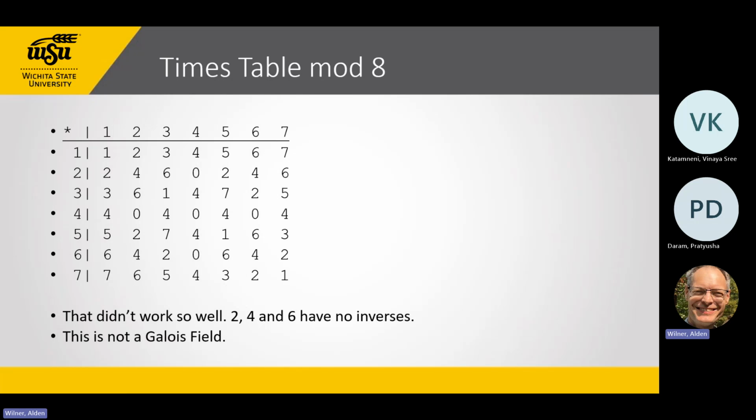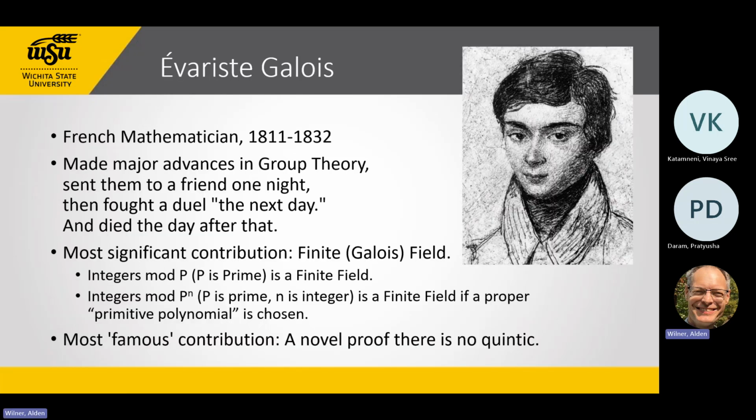A Galois field is defined as a field where we have successfully built the table with an inverse on every multiple. That is a fully self-enclosed finite field. Évariste Galois, back in 1832, came up with a way to do these things not using prime numbers, but using powers of primes. He made major advances in this, sent them to a friend one night, said, I'm going to fight a duel the next day, and he got shot in the stomach and died miserably in the duel.